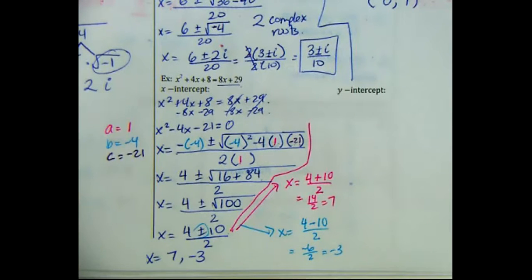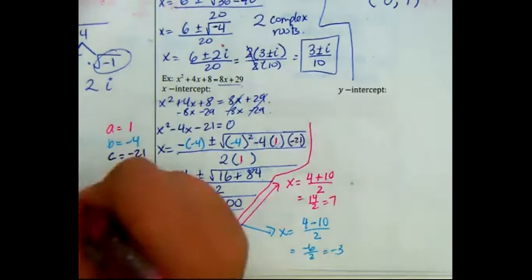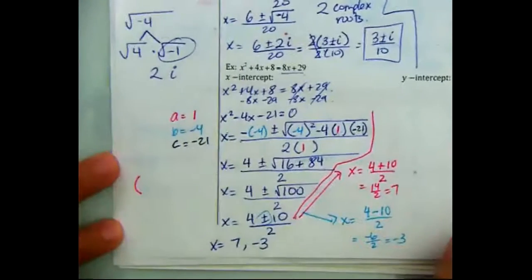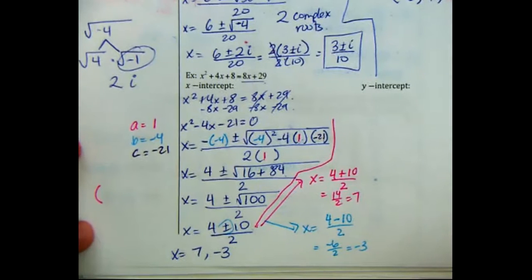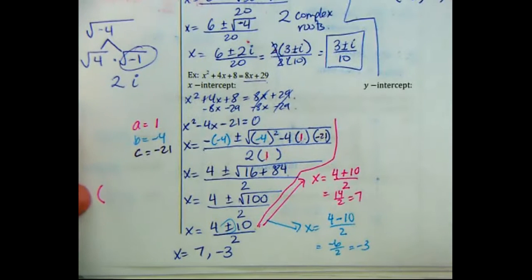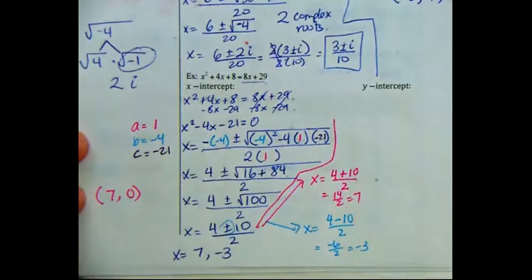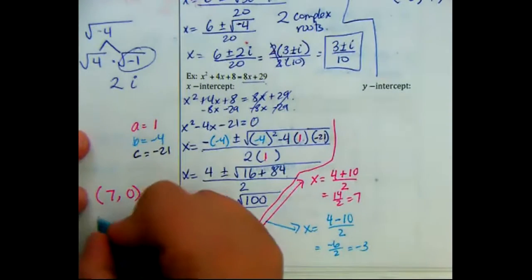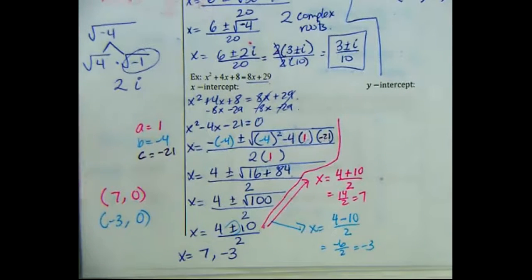Which means my x-intercepts, I can write them right over here. Running out of space. I hope you guys are using your space more wisely. For x-intercepts, your y's are 0, right? So I have 7, 0, and I have -3, 0. Those are my x-intercepts there.